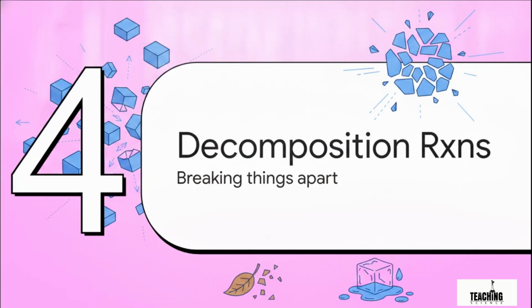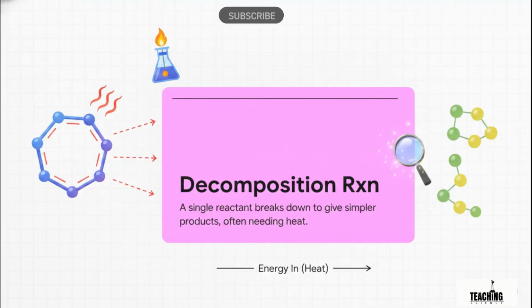Moving on to Section 4, Decomposition Reactions. If combination is all about bringing things together, what do you think happens when we tear them apart? Let's find out. I want you to imagine a large, complex molecule breaking apart into multiple simpler pieces. That right there is a decomposition reaction, a single reactant breaking down to give simpler products. But here's the catch. Because breaking chemical bonds requires energy, these reactions almost always require heat. When we use heat to force the molecule to split, we specifically call it thermal decomposition.